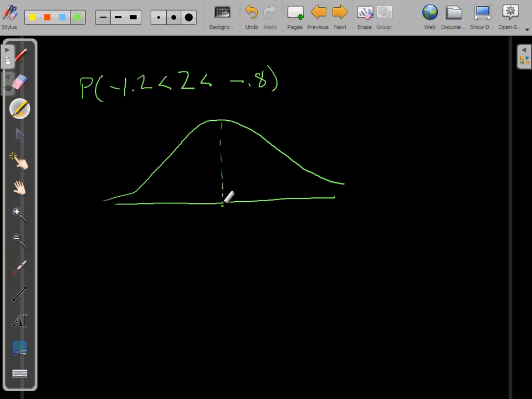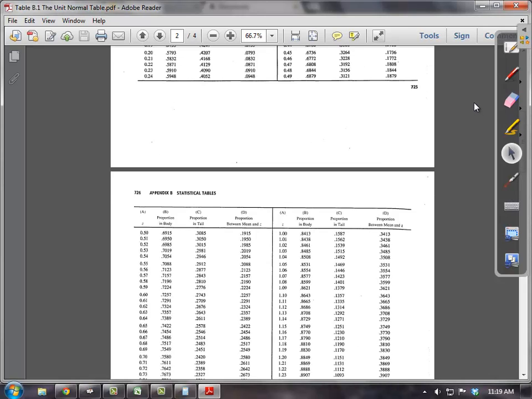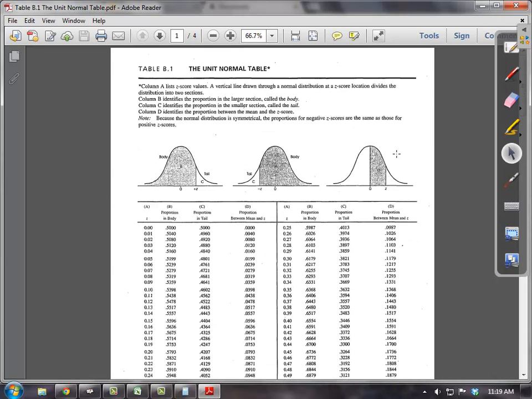Hopefully you can draw better than me. Here's 0. Here's negative 0.8. And here's negative 1.2, and what we're looking for is the region in between these two. So we're looking for this area. Okay, notice that on the table, any of the pictures, there's no intermediate band except for this one, which is centered on 0. So ours is offset.